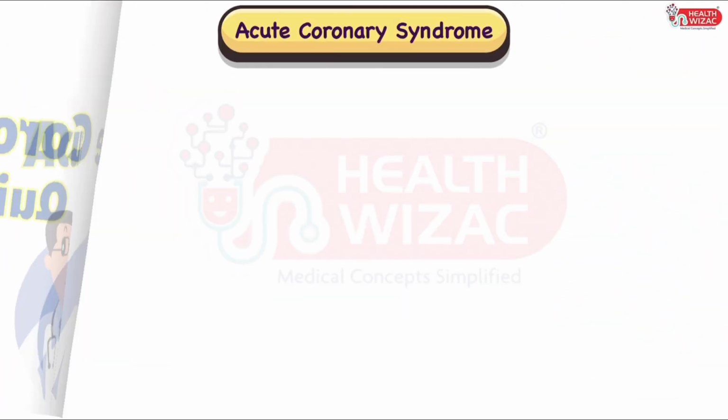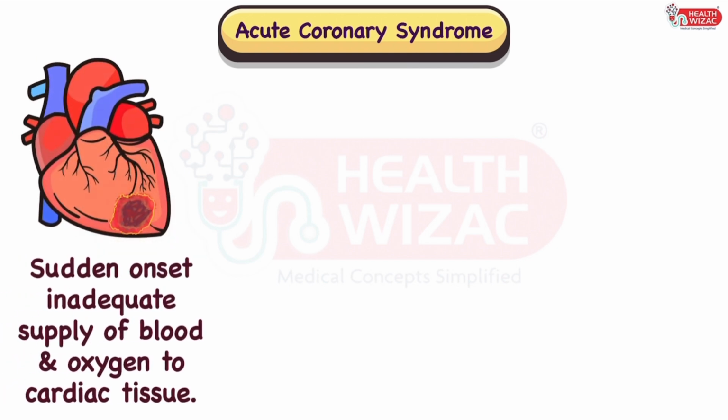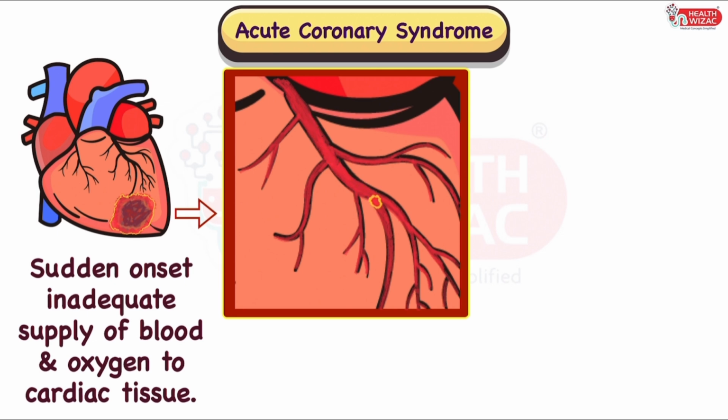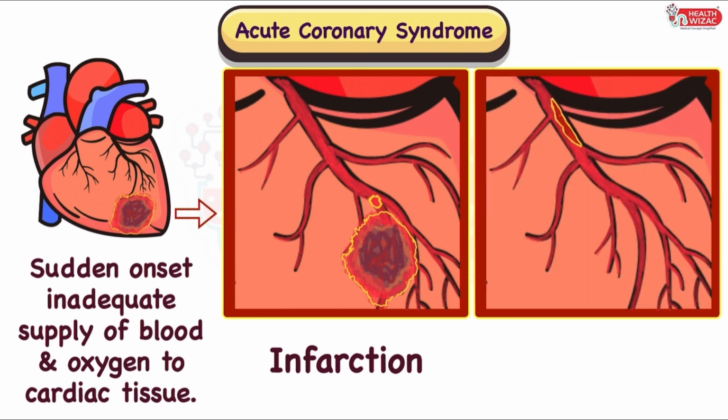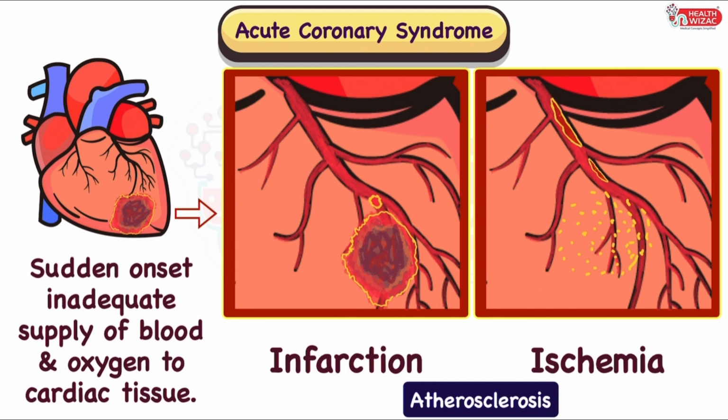ACS, or acute coronary syndrome, is a clinical condition arising due to sudden onset inadequate supply of blood and oxygen to the cardiac tissue, that is myocardium. The major culprit behind this event is either a thrombus causing complete occlusion of the coronary artery leading to tissue necrosis, also labeled as infarction, or an atherosclerotic plaque reducing the inner lumen of the coronary artery, thus hampering the normal blood flow leading to tissue hypoxia, also labeled as ischemia, both arising as a result of long-standing coronary atherosclerosis.